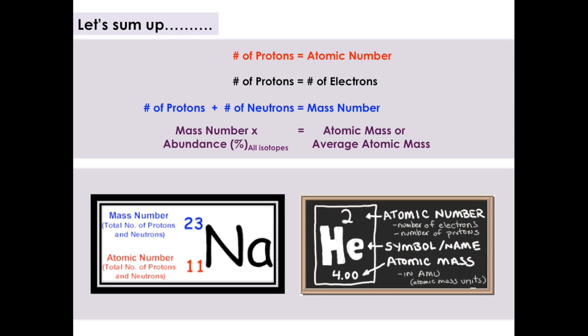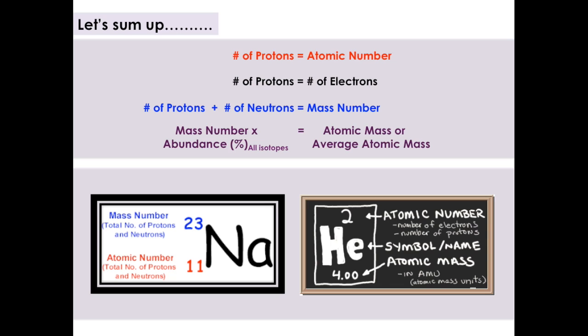Let's sum up. The number of protons we learned is the same as the atomic number. The number of protons is the same as the number of electrons. When we add up protons and neutrons, we get the mass number. And multiplying the mass number times the percentage of abundance of all isotopes, we get what is called atomic mass or average atomic mass.